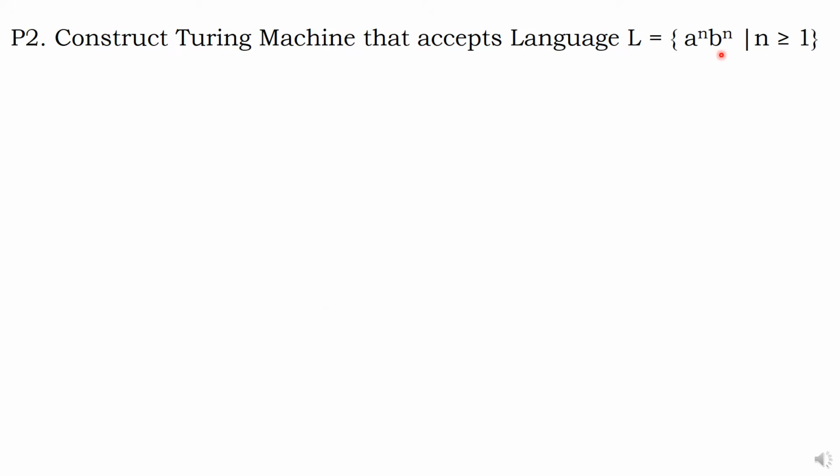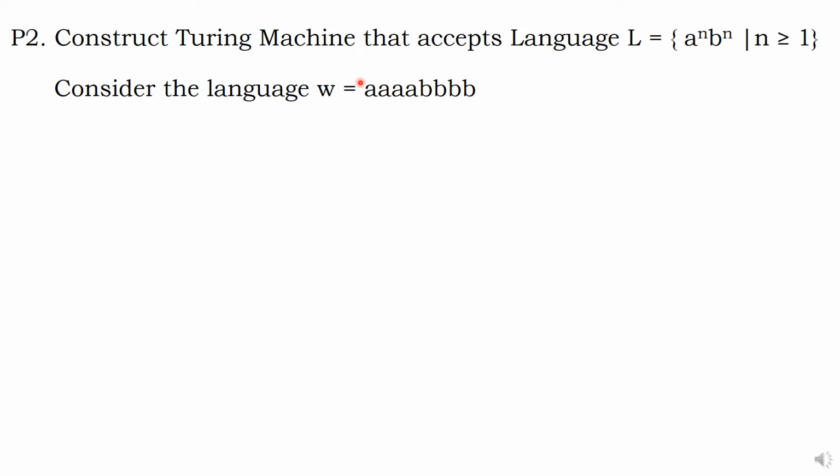a power n, b power n, where n is greater than or equal to 1, which means minimum 1 a should be there and 1 b should be there. That's why I made it greater than or equal to 1. Minimum 1 a, 1 b, but any number of a's. What does this language indicate? Let us have 4 a's and 4 b's. The conclusion is, how many a's, that many b's.